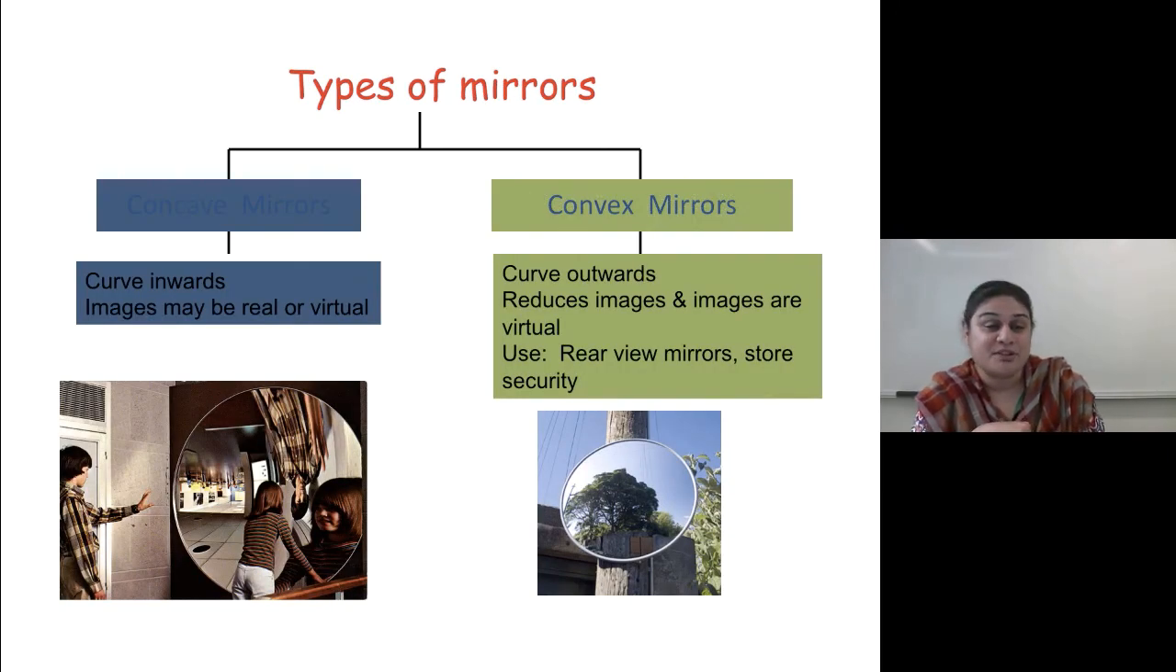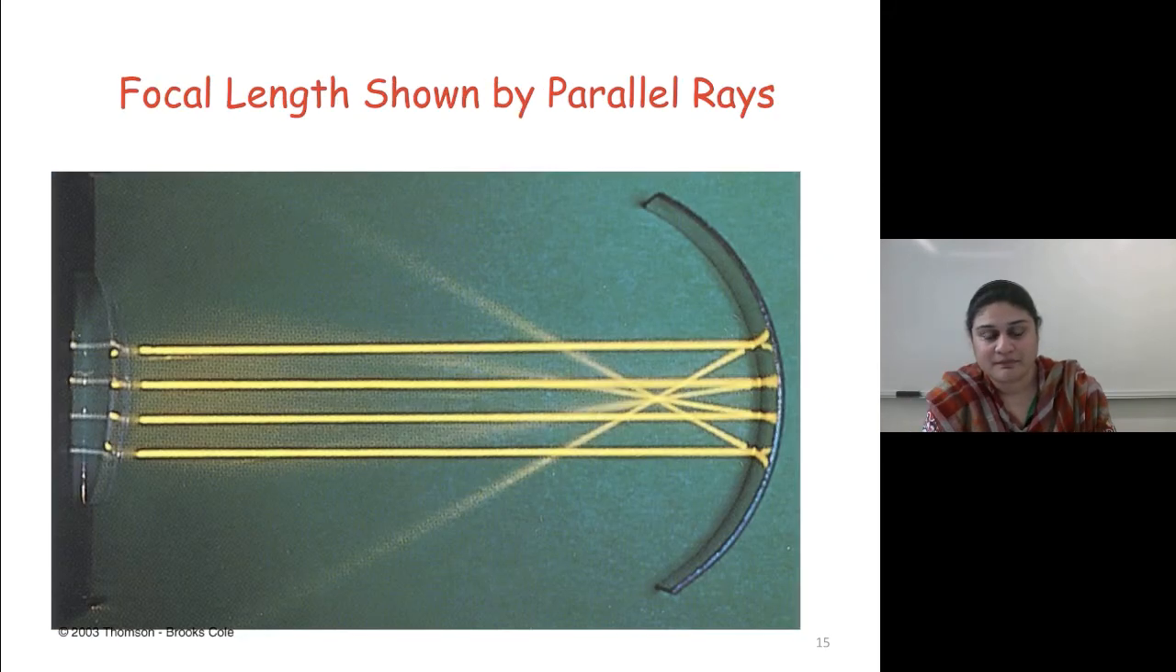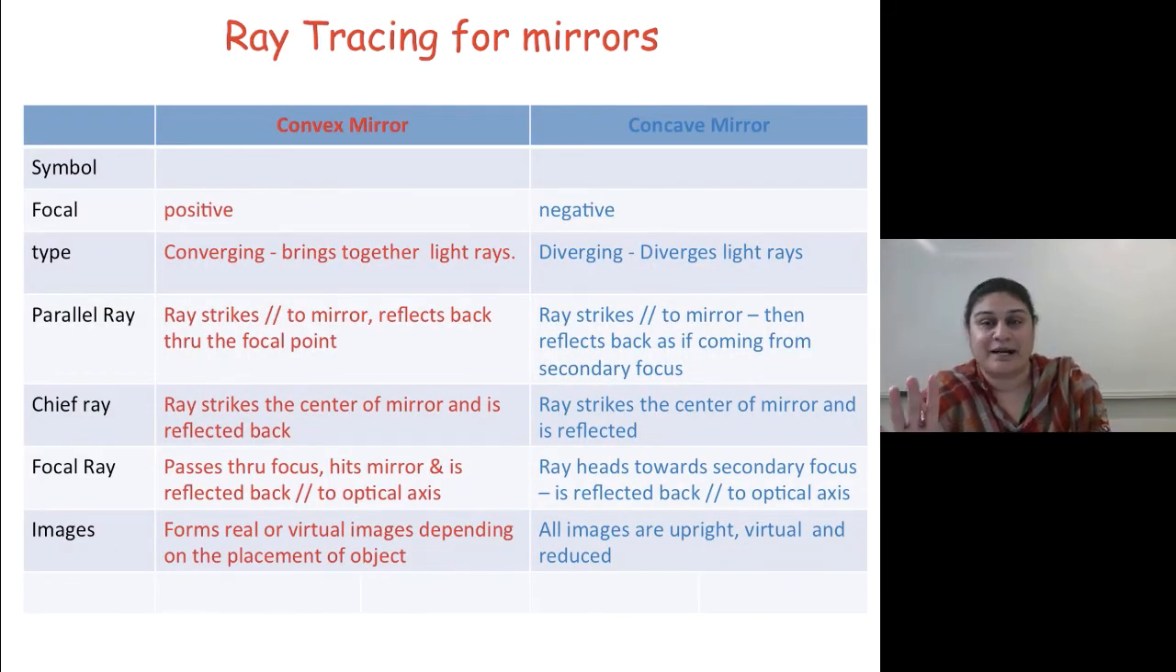There are different types of mirrors. One is called a concave mirror and the other one is called a convex mirror. Concave mirrors curve inwards, convex mirrors curve outwards. Here's a focal length shown by parallel rays coming in to hit a parabolic mirror. You can see these lines coming in from here will all focus at one spot right here. That spot on which all the light coming from the mirror focuses is called the focal point. I want you to take this in because it's going to help us figure out what we need to do.